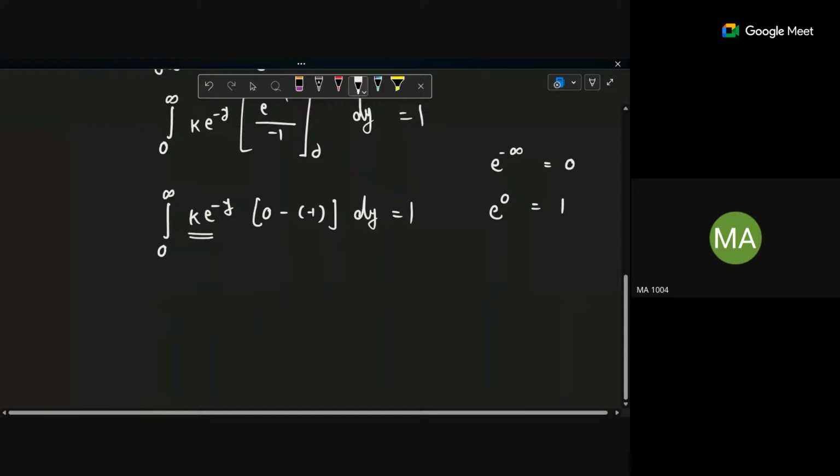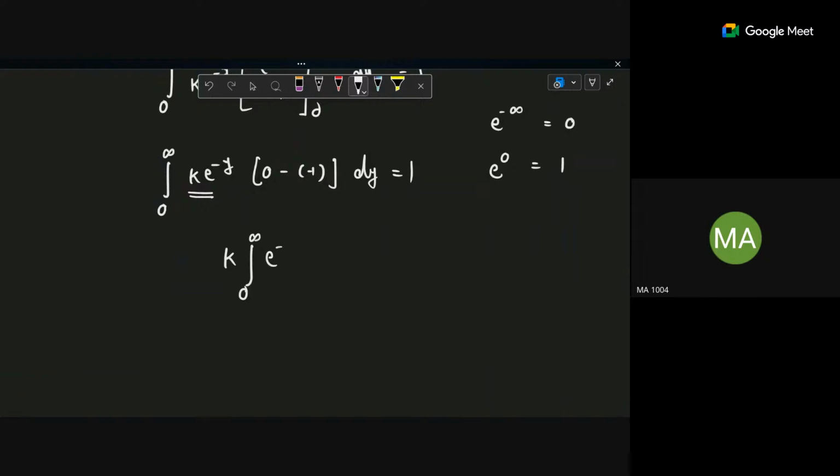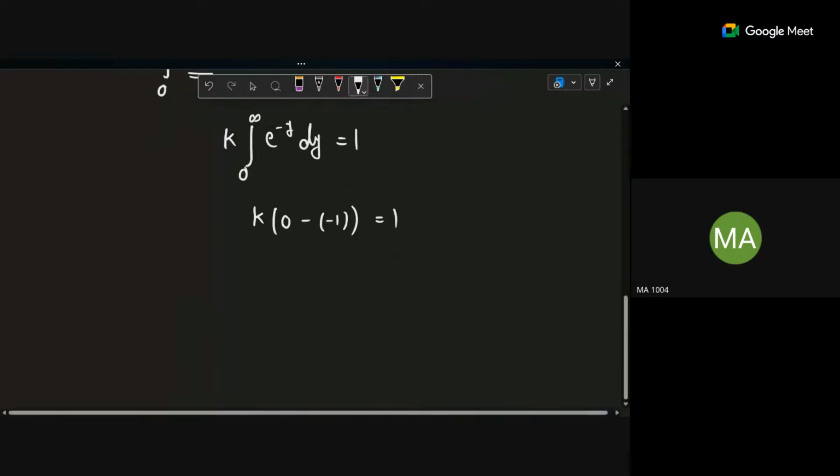So we are left with k e to the power minus y. Again, k comes out and the integral from 0 to infinity of e to the power minus y dy is equal to 1, the same kind of integration. So k into 0 minus of 1, which is equal to 1. That implies your value for k is 1.